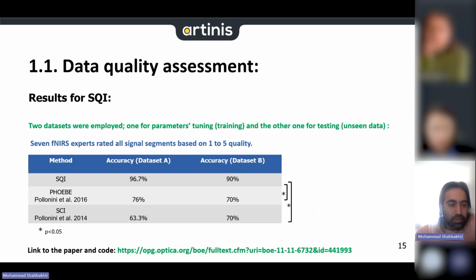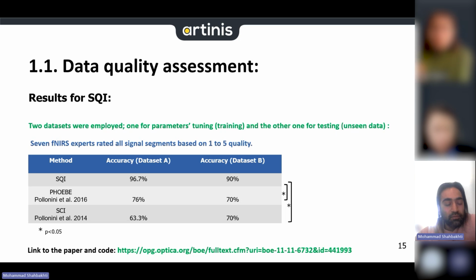To test our algorithm and tune our parameters, such as the threshold I mentioned, we use two databases. We use one database for tuning the parameters and the other for testing. The second database was completely unseen. We just wanted to make sure that the parameters we tuned work well. For that reason, we also asked our 7 experts to rate the data we recorded.